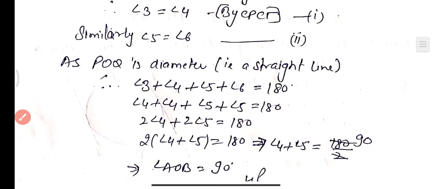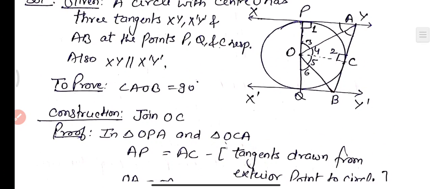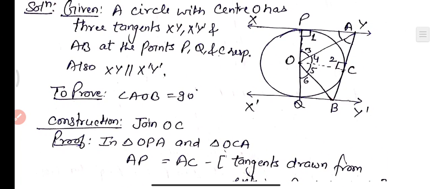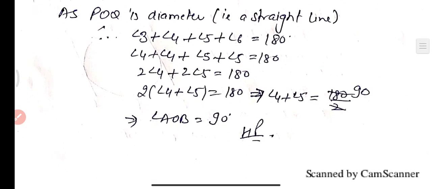So AOB equals 90 degree, we get what we had to prove. You can see angle AOB, that is angle 4 plus 5, equals 90 degree. This is all about question number 9. So now proceed for question number 10.